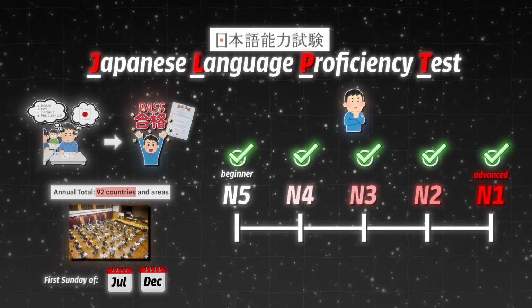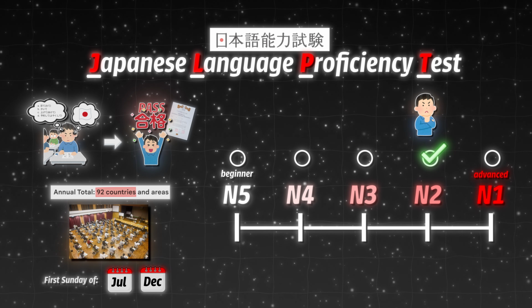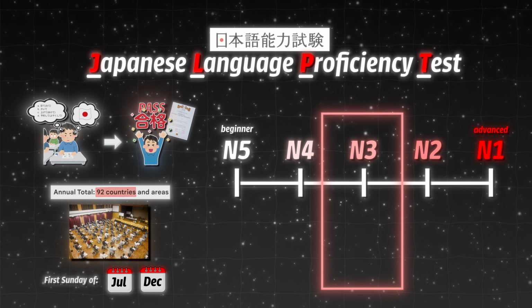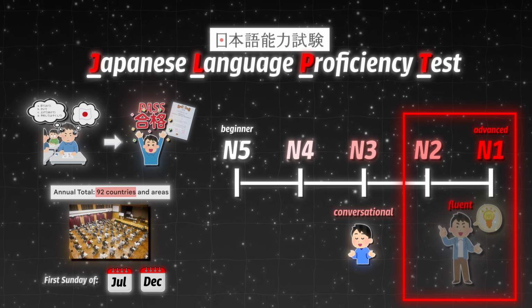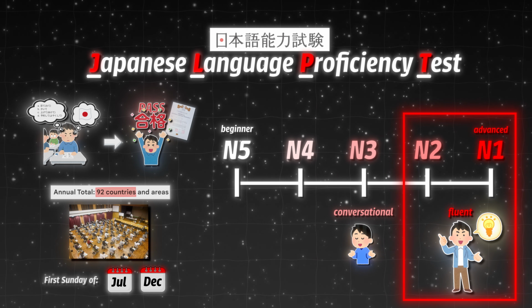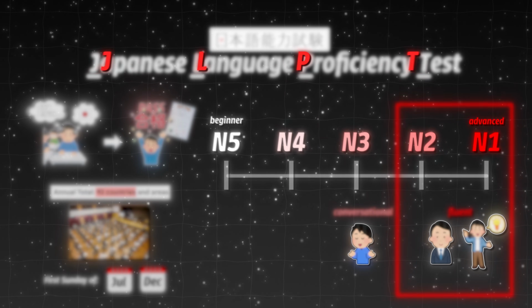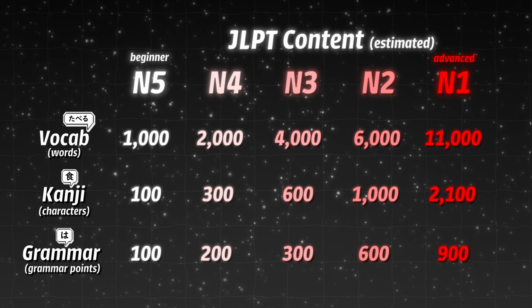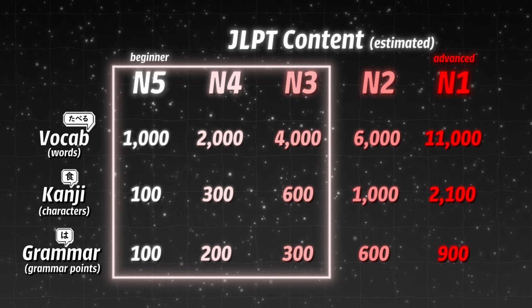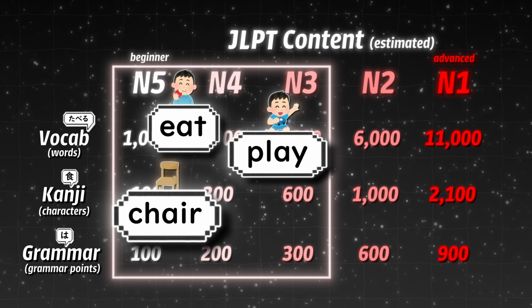You don't need to take every level of the JLPT. You can jump levels and take whichever test you feel like. N3 is where you'll roughly start to become conversational, with N2 and N1 being where you'll typically become more fluent. N2 and N1 is also generally required by employers in Japan if you want to work here. This is a rough guideline of the total vocab, kanji, and grammar you'll need to know for each level. The lower levels have significantly less content, but they're also the most basic and commonly used.